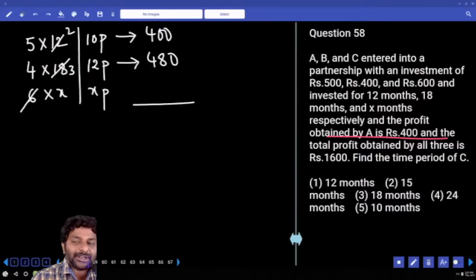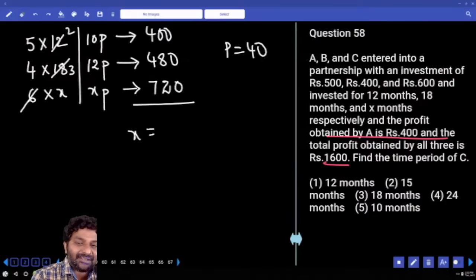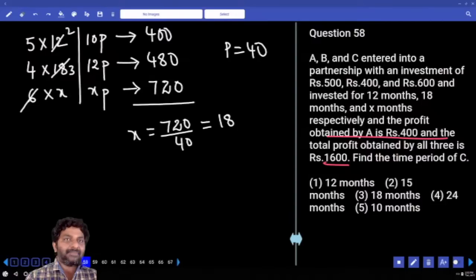You also know what is the total profit. 1600 out of 1600, 880 is already here. Then the remaining is 720. You need to calculate X value, right? You already know, I hope, the 1 part value. What is the 1 part value? Then X parts is equal to 720. Then X is equal to 720 divided by the 1 part value 40. Are you getting how many months? 18 months.